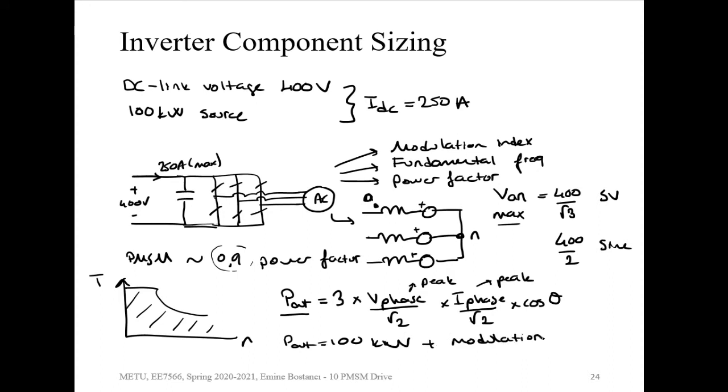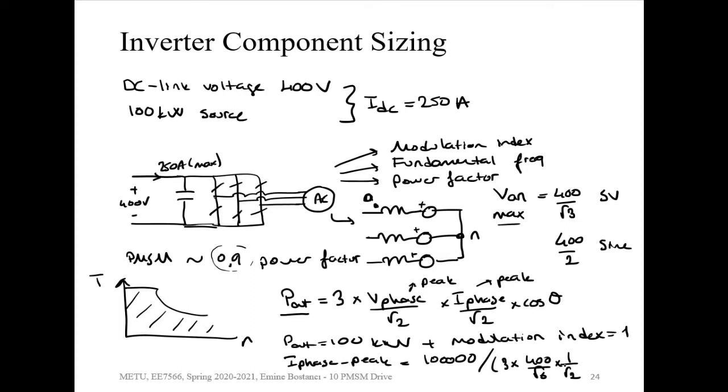In this case, I can calculate the I phase, and the I phase peak value can be calculated as 1000 divided by 3 times 400 over square root of 6, that is 3 multiplied by 2, multiplied by 1 over square root of 2, so I can get the peak value.